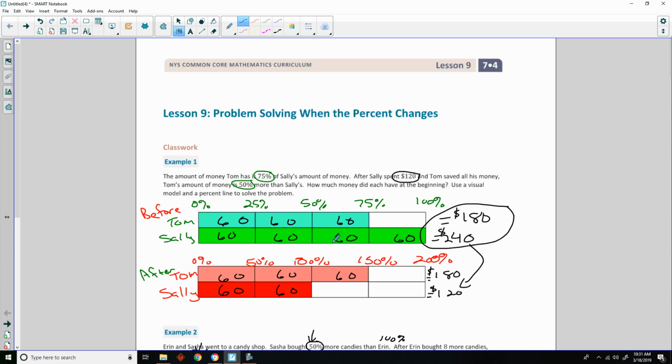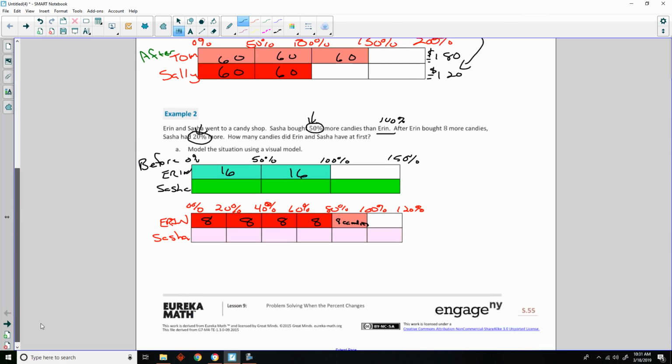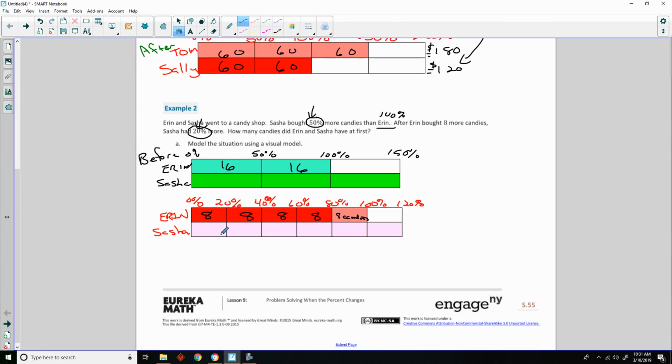Is that right? Each bar in the after tape diagram is 8 candies. So let me go back down here. Each bar is 8 candies. So this is 8, this is 8, this is 8, and this is 8, and this is 8, and this is 8. 1, 2, 3, 4, 5, 6. 8 times 6 is 48 candies. 1, 2, 3, 4, 5 is 40 candies. This would be 32, and this would be 40 as well.